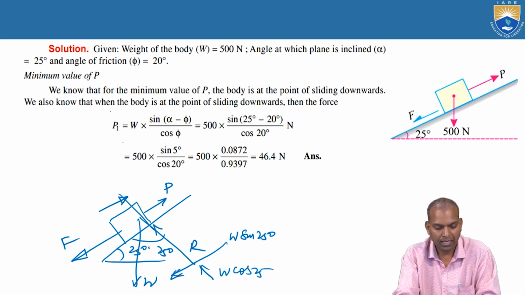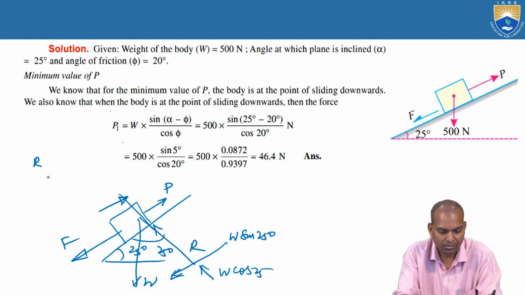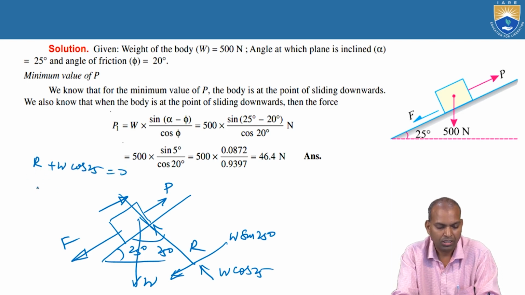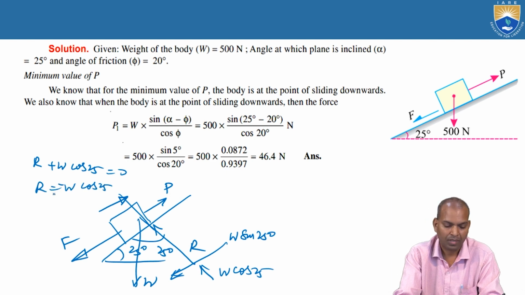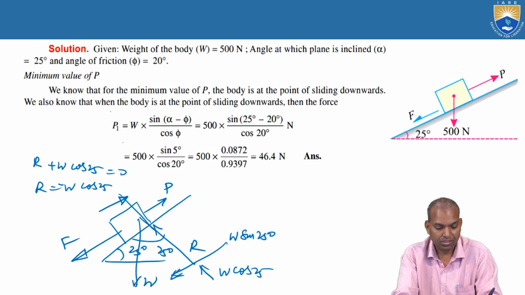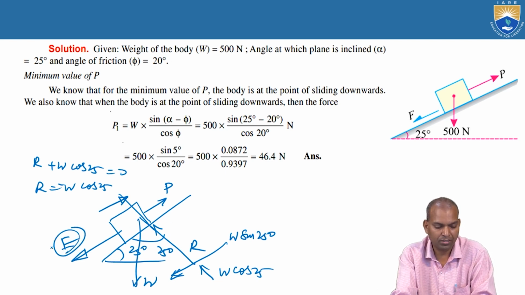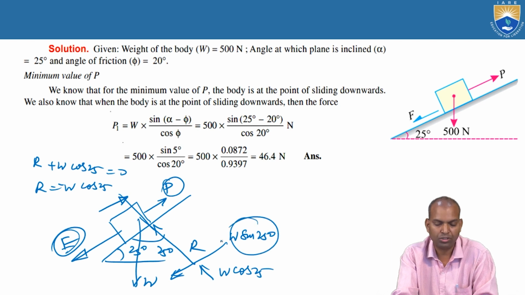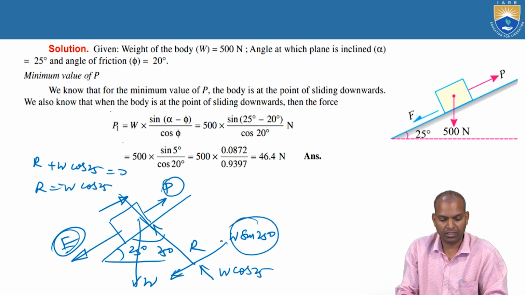Now this is the parallel and perpendicular. What about equilibrium? Now R plus W cos 25 equal to 0, that is R equal to W cos 25. Next is the direction parallel to the plane. Here F is there, the effort, and W sin 25. There are three components.